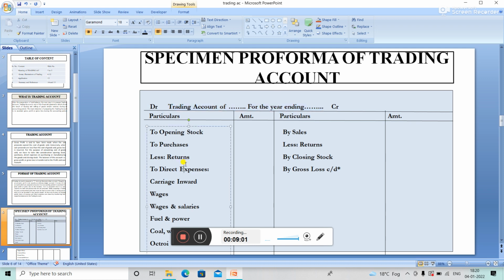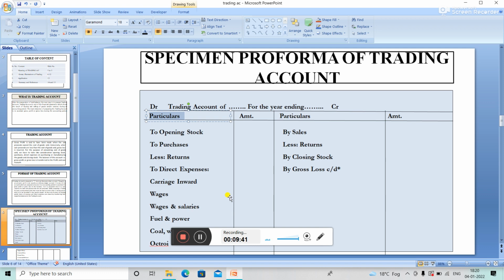Now, if we talk about this side of the trading account, this is called the left hand side, and this will involve all the debit balances, or all the expenses, direct expenses related with the manufacturing, related with the trading. Now, if we talk about the credit side, the credit side will involve the sales or closing stock. Now one by one we are going to discuss the different terms that we involve in the trading account.